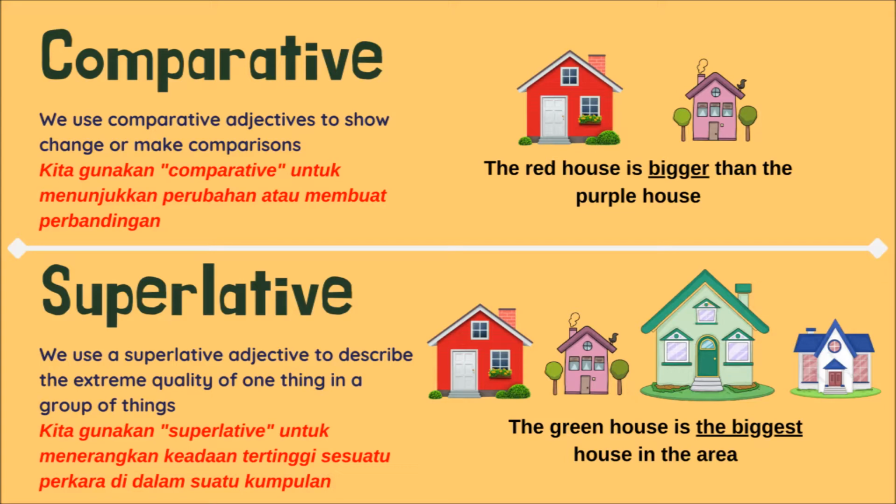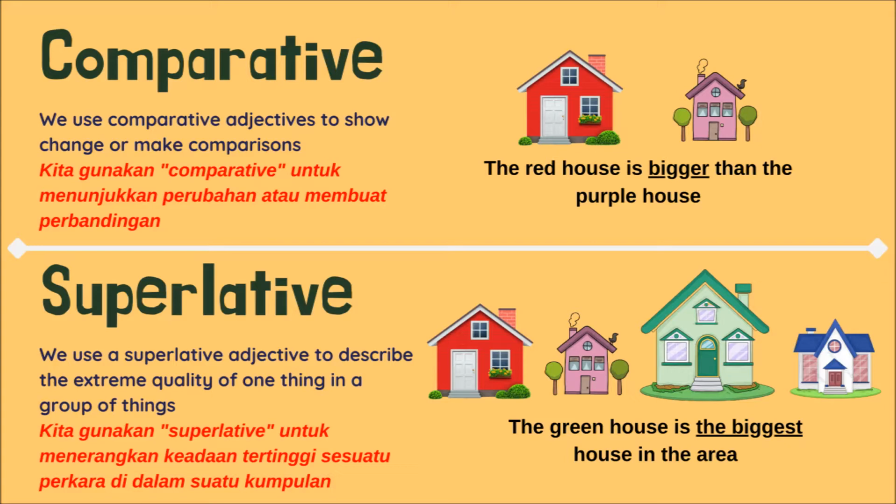Ini menunjukkan bahawa rumah berwarna merah itu lebih besar daripada rumah yang berwarna purple, berwarna ungu. Menunjukkan perbezaan antara dua benda. Dalam konteks ni benda tu ialah rumah. That is comparative. Next, what is superlative?